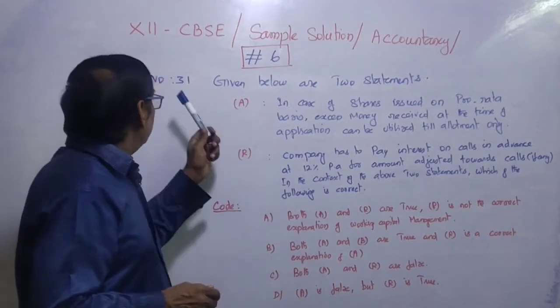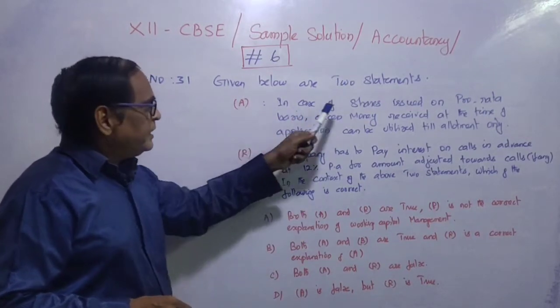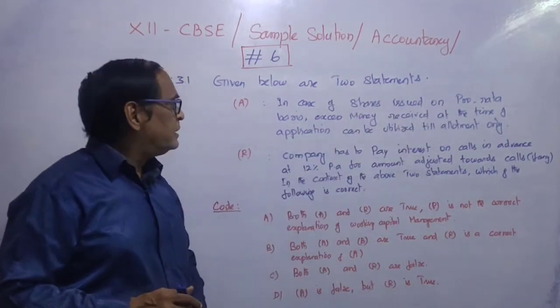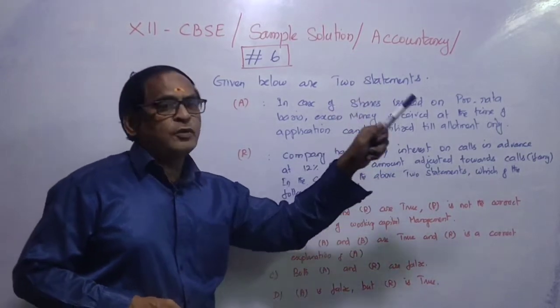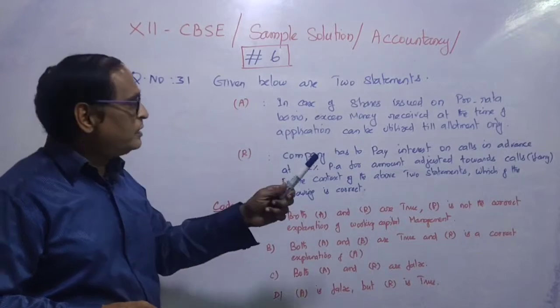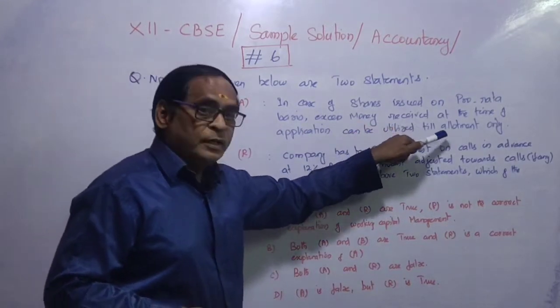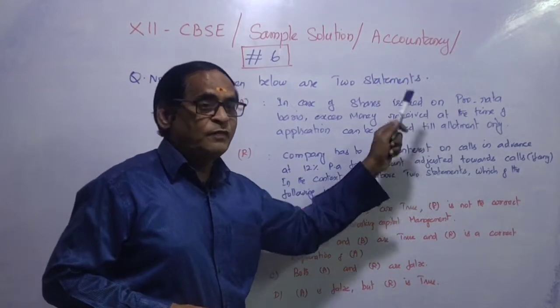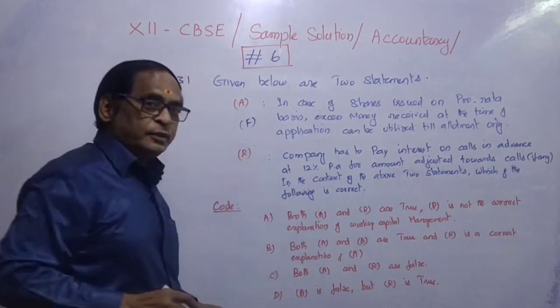The next question, question number 31. There are 2 statements. Assertion: In case of shares issued on pro rata basis, excess money received at the time of application can be utilized till allotment only. It is wrong. It is false, because it can be utilized not only on allotment, but on first call, second call, and final call. So it is false. First you have to think it.